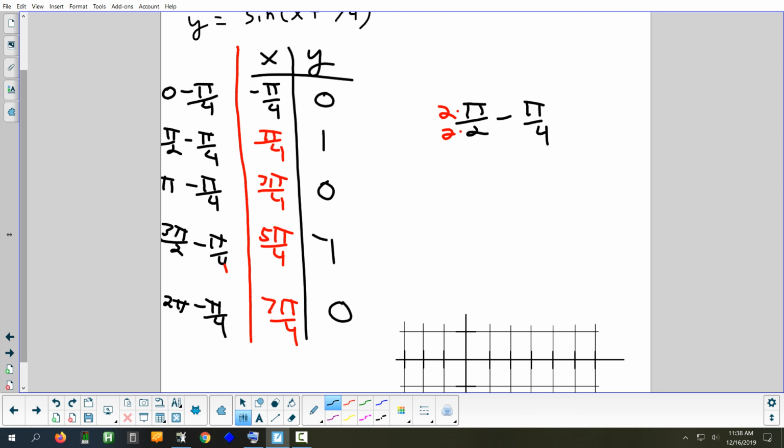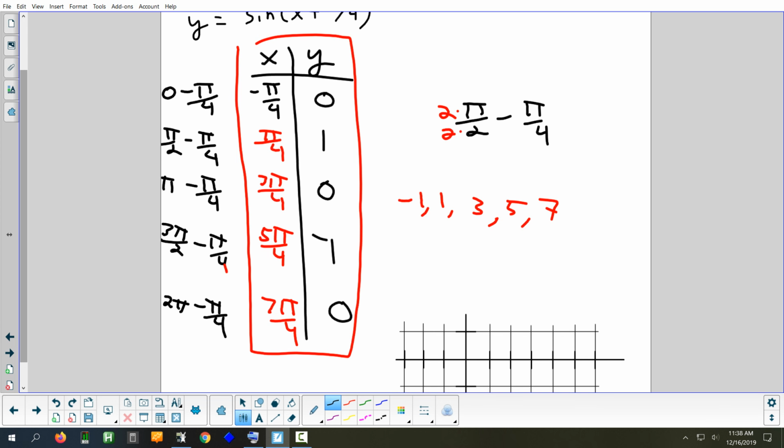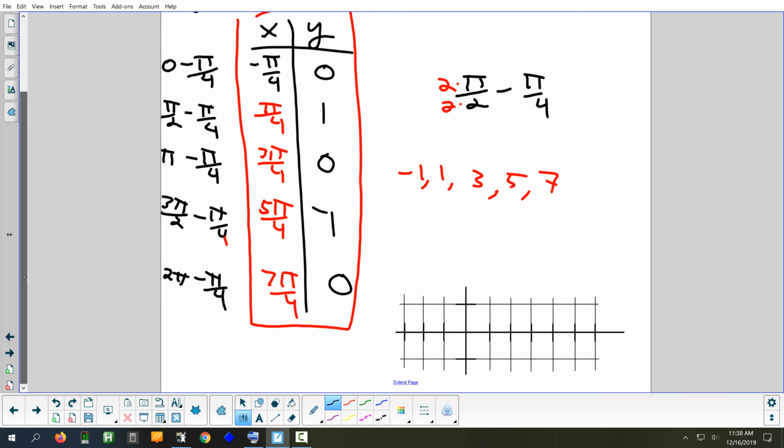Now, this is one where people, when they're graphing it, mess up the number line sometimes. What number is in front of negative pi? Negative 1. I'm going to make a list here: negative 1, 1, 3, 5, 7. Those are the coefficients of pi. Let's put those on a number line.